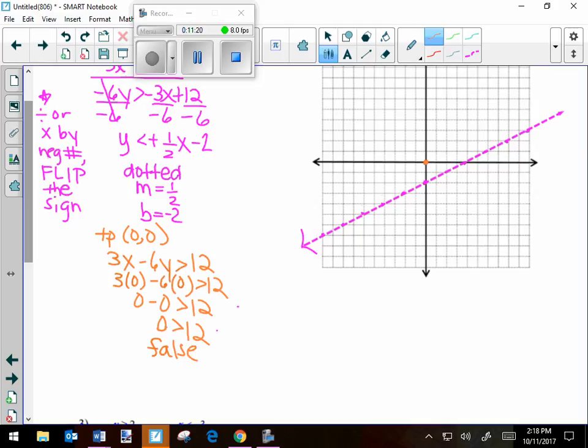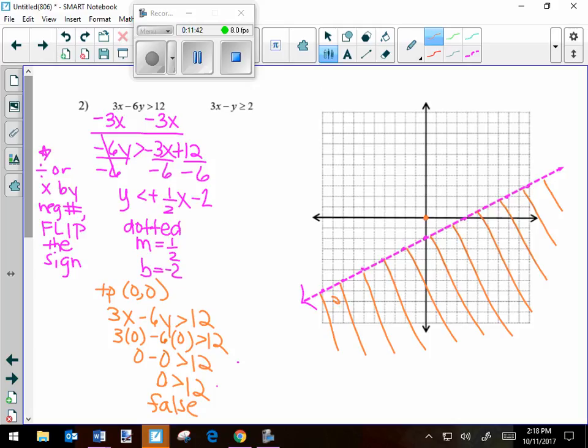If 0, 0 is not a test point, nothing else on that side of the line is a test point, which means all of your solutions are going to be over here. So none of the points on the same side as the test point are going to be solutions. I think I said that wrong a minute ago. All of your solutions are going to be on the other side. And we want to write our original inequality, 3x minus 6y is greater than 12. Label the x and the y. And then I'm going to do the same thing with the other inequality.